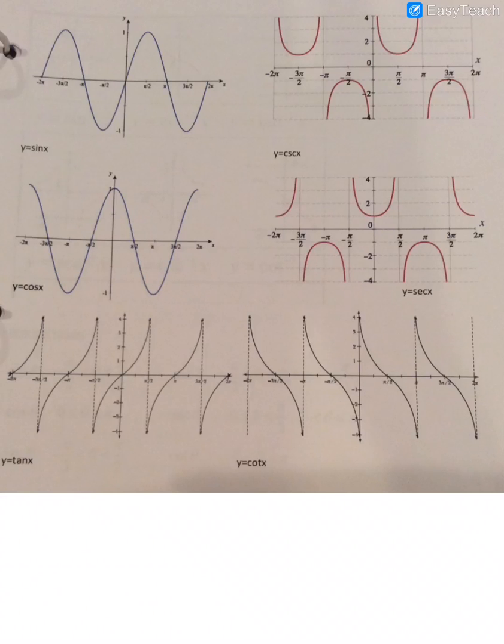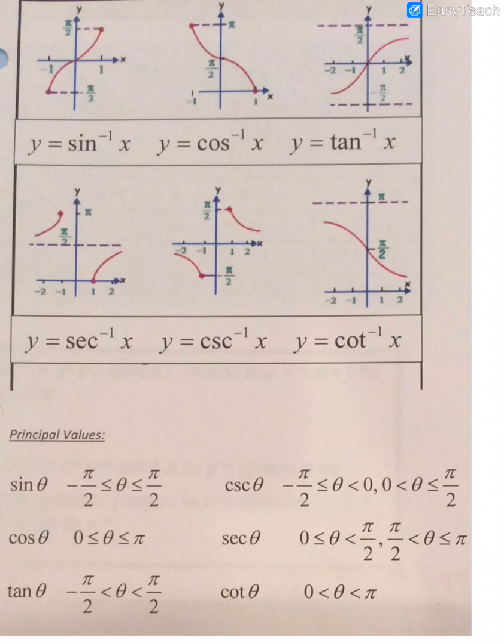But if we're going to take the inverse of the trig functions, that means that we have to reverse the x and the y axis. If we were to flip the x and the y axis, it wouldn't pass the vertical line test. So we have to restrict those values in order to make it a function. So these are what the principal values look like for our different trig functions.